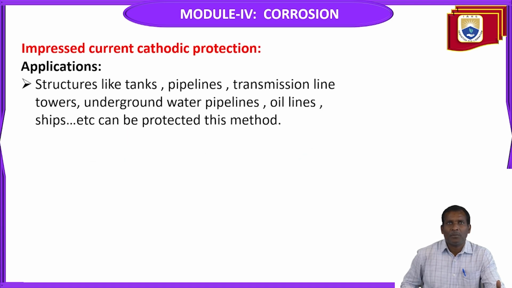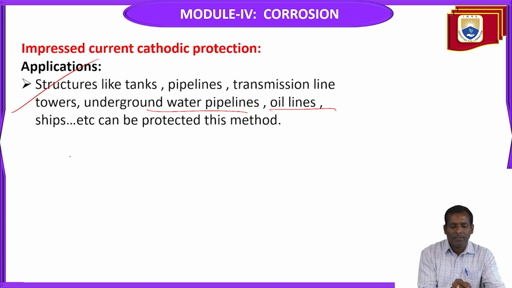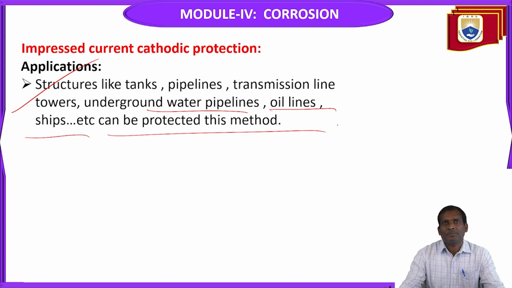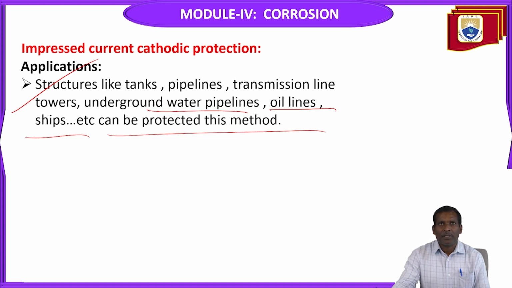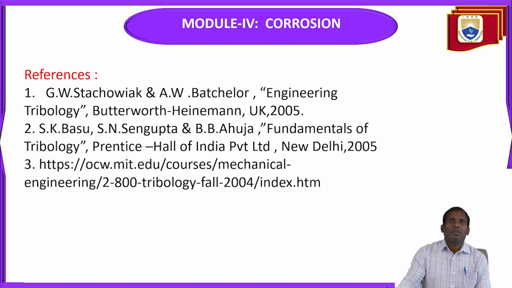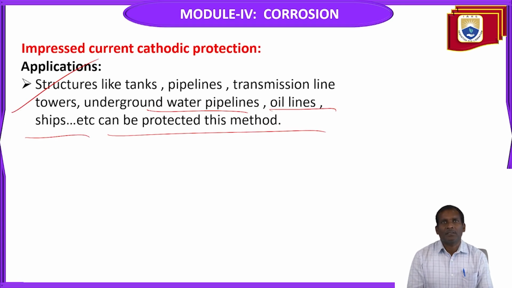The applications of impressed current cathodic protection are structures like tanks, pipelines, transmission line towers, underground water pipelines, oil lines, ships, etc., which can be protected by this method. These are the methods used for protection from corrosion.